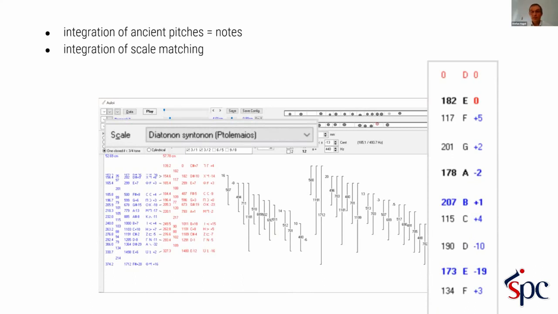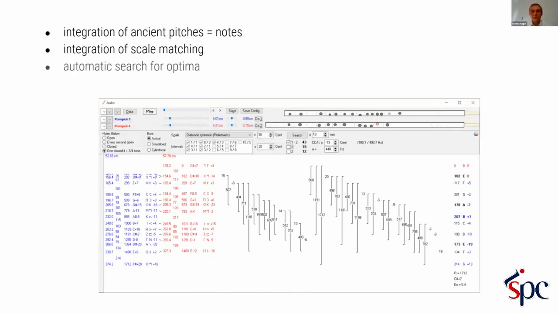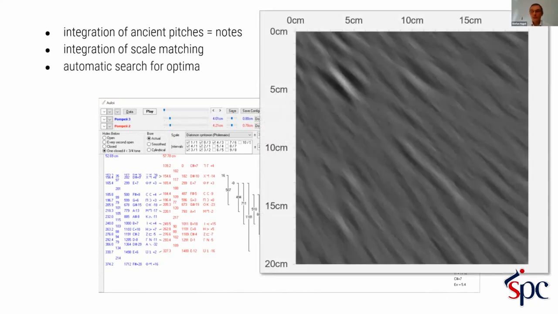Or automatic scale matching, so a number of scales that are described by ancient theorists, and we could see how a scale predicted for an instrument would fit in with that. You can see that this one fits in very, very nicely with only a few cents of deviation. Then automatic search for optima. So this would be a map of different reed extensions, and the lighter regions are the better harmonic regions, and this would be the optimum, which is here used in this particular setup.